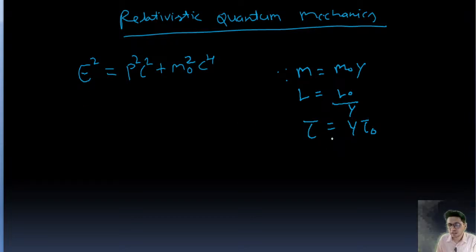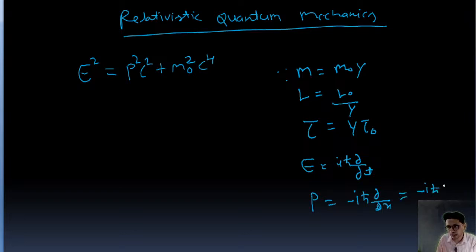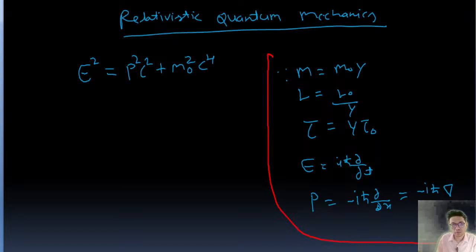Okay, and also we know the operator value of E is i h cut del upon del t, and the operator value of P is minus iota h cut del upon del x, or in 3D we can write minus iota h cut del. So these points are also important, you need to note them down.